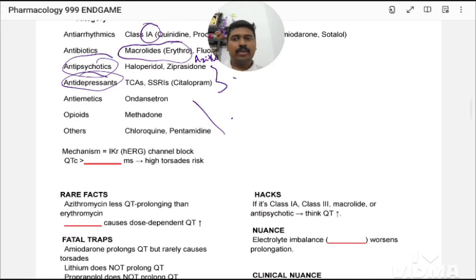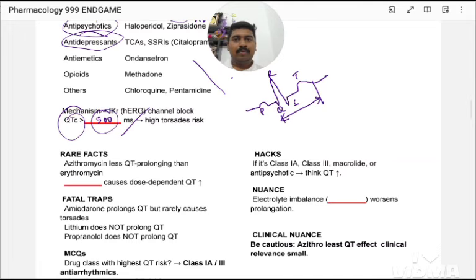So what is basically QT prolongation? QT prolongation is when the QT interval is more than how many milliseconds? QT interval is more than 500 milliseconds. So what is the QT interval? Say this is the ECG. This is P, Q, R, S, T. QT interval means the beginning of the Q wave to the end of the T wave. If this interval is more than 500 milliseconds, that is known as QT interval prolongation.